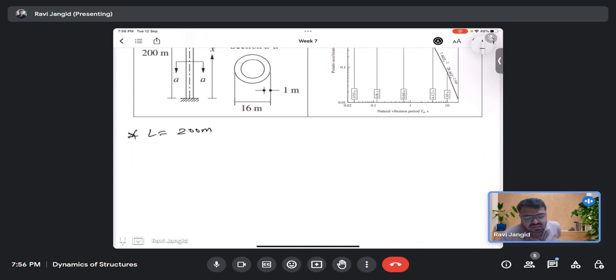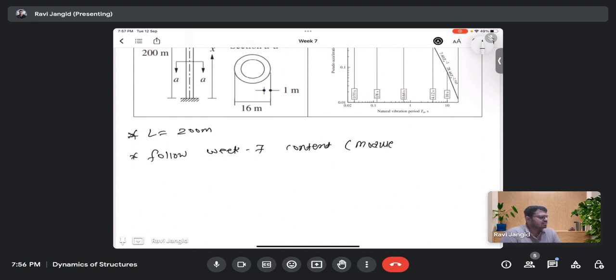Same question, nothing is different, only that the earthquake is applied. Actually, this question is already done in the lecture also. Same question. Which one, previous or this one? This one only. Okay, then there is no need to follow. Completely done by sir. Week 7. Which module? Module 3, actually second module. Second module. Okay.